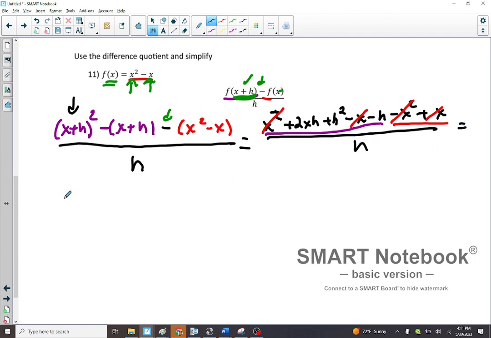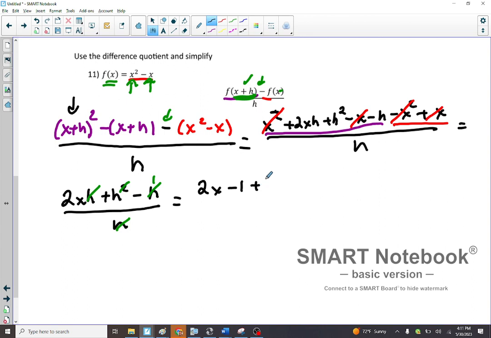So what I'm left with after crossing out things is 2xh plus h squared minus h, all over h. Now, since they all have h, I can reduce everything by h. Remember, this crosses out, it's just a 1. So it's going to be 2x minus 1 plus h. This will be your final answer.